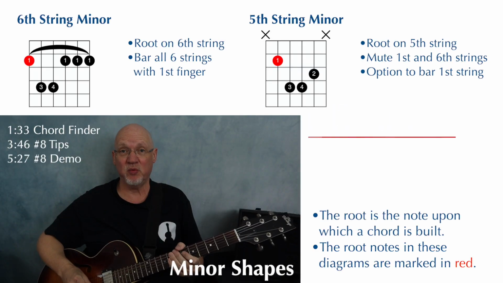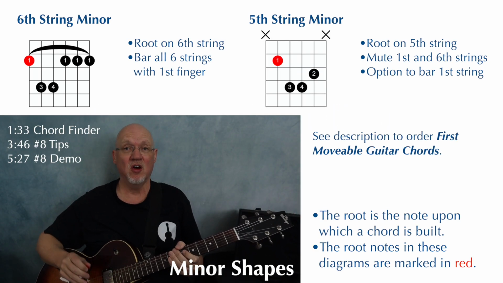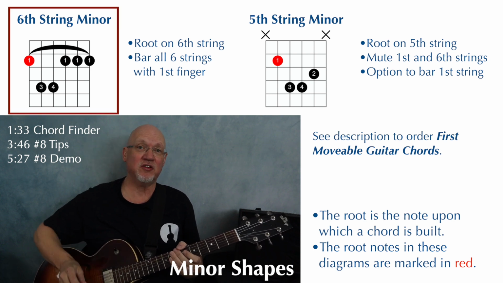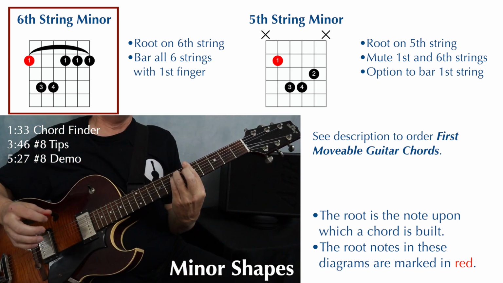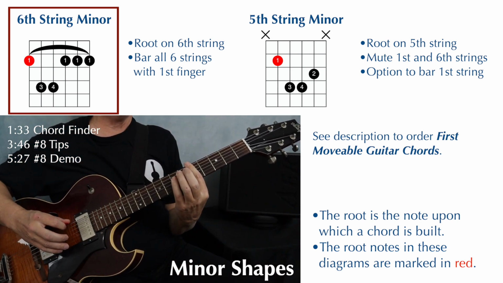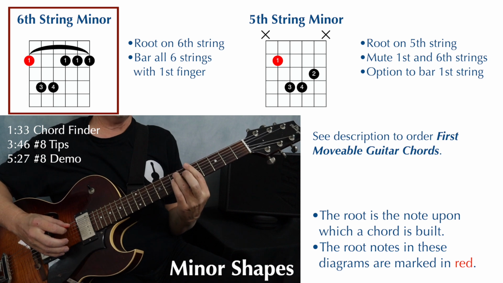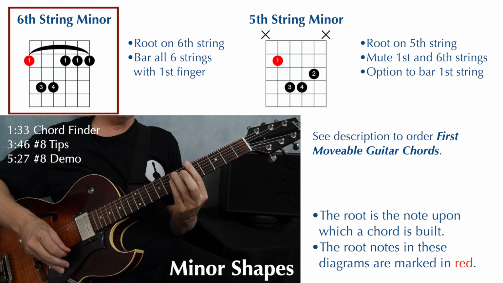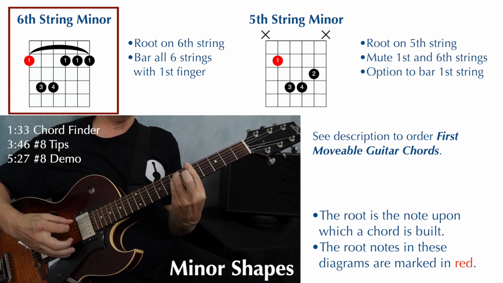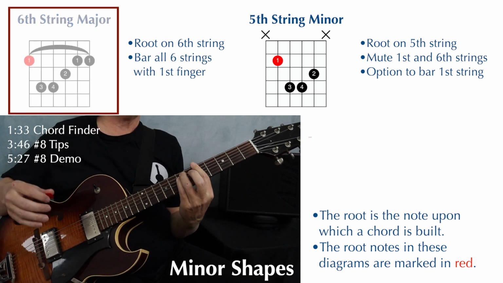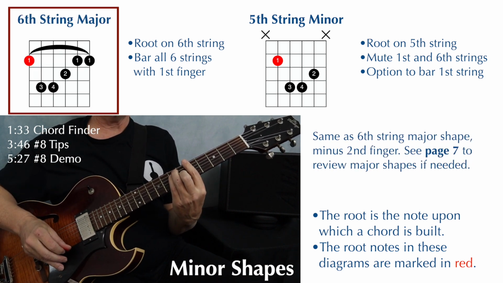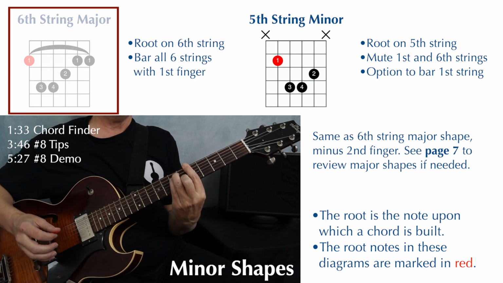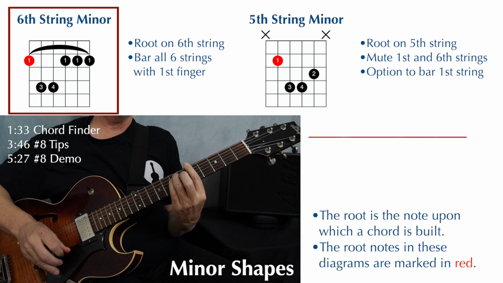At the top of page 11, we have 2 movable minor chord shapes, one with the root on the 6th string, one with the root on the 5th string. Let's take a look at the 6th string root first. This is finger 1 on the root of the chord on the 6th string, then finger 3, 4, and then 1, 1, and 1. So finger 1 is barring all 6 strings. And this is a whole lot like your movable major chord shape on the 6th string minus a finger. Here's the major chord shape with the 2nd finger down. Here's the minor shape with the 2nd finger up.